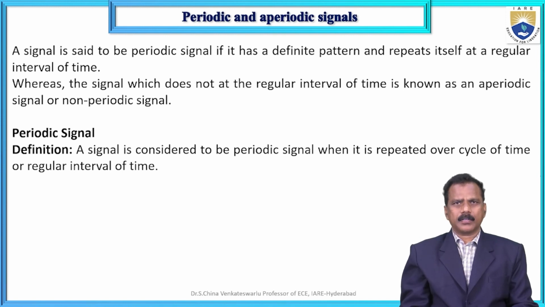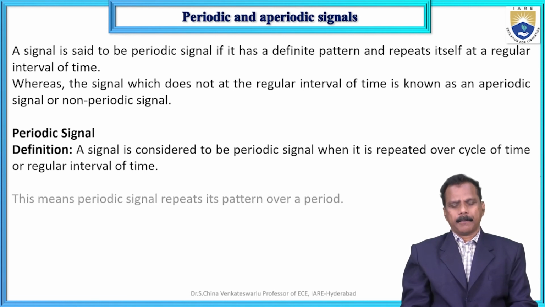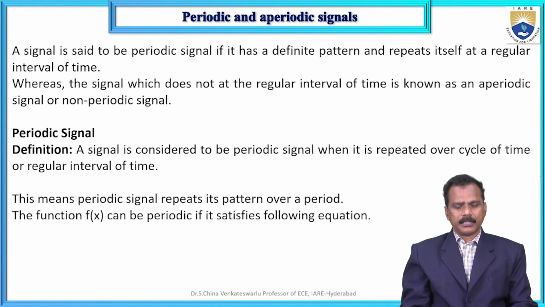Like this, in terms of the definition, the signal is considered to be a periodic signal when it is repeated over a cycle of time or regular interval of time. So a periodic signal repeats its pattern over the period. The function f of x can be periodic if it satisfies the following equation, so you can decide whether it is periodic or aperiodic.